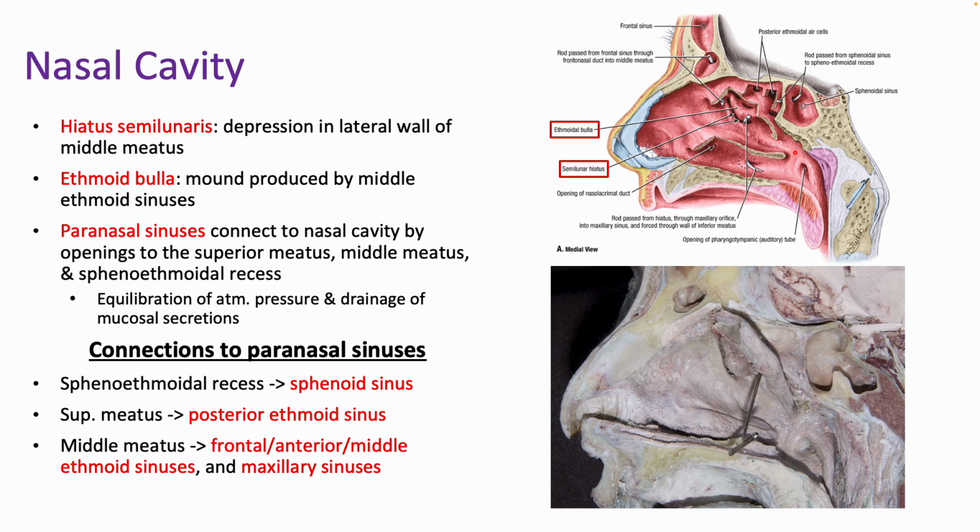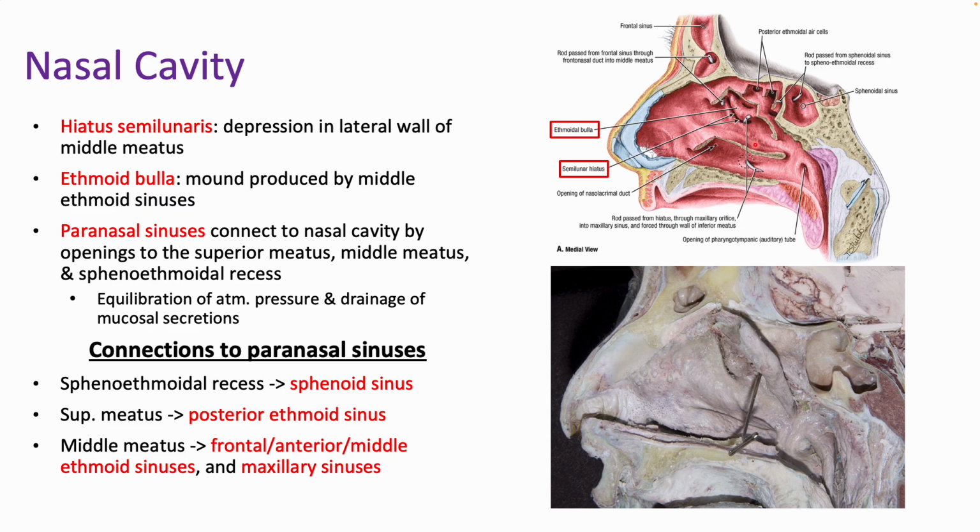Looking a little deeper in the nasal cavity, we're going to have a bunch of important structures. If we remove these conchae, which you'll do in the lab, such as the middle and inferior one, we start to see some other structures. If we remove the middle concha, as it's removed here, we're going to see a couple important structures. We have the hiatus semilunaris, which is a depression in the lateral wall of the middle meatus. That's this passageway that's running through here. On this picture, it's this passageway right here.